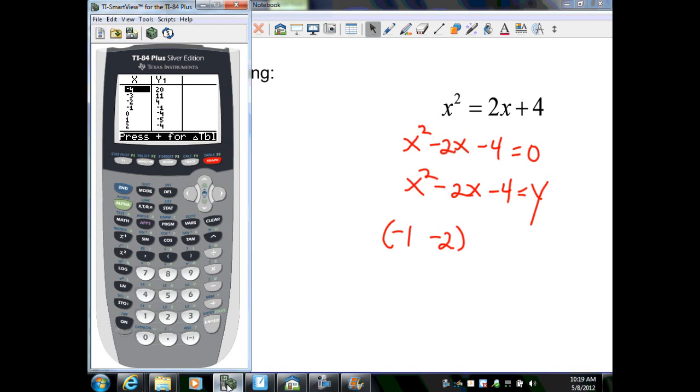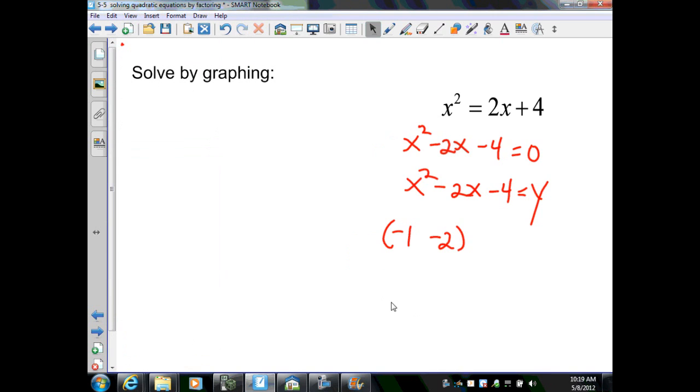But from the calculator, I knew I had another x-intercept, so I have to find another sign change. And I keep scrolling, and I notice I have one here. My y values go from a negative 1 to a positive 4, and that's between my x values of 3 and 4. So my solutions are going to be between negative 1 and negative 2, and 3 and 4 for my x values. So let's calculate them.